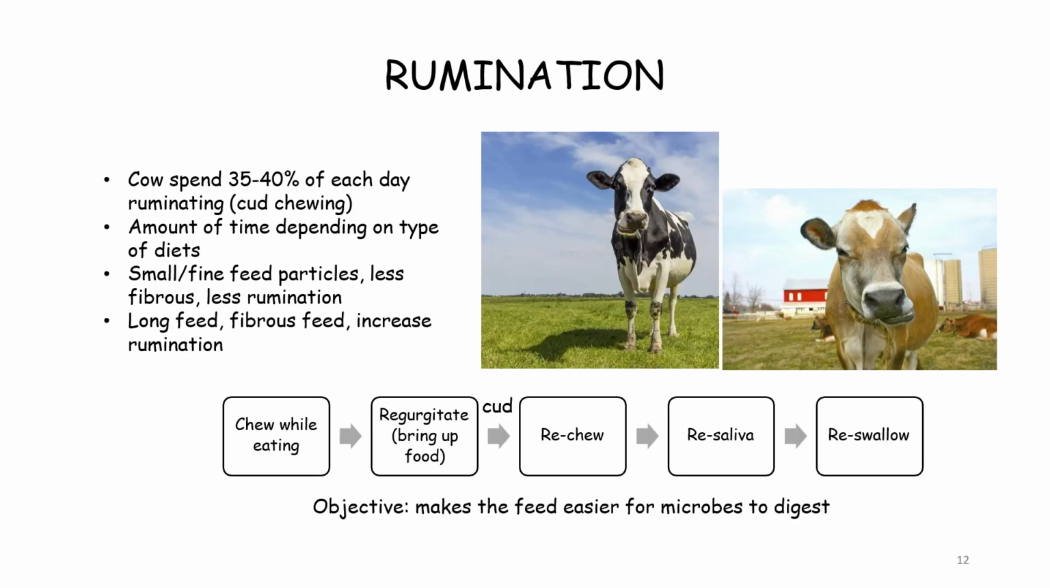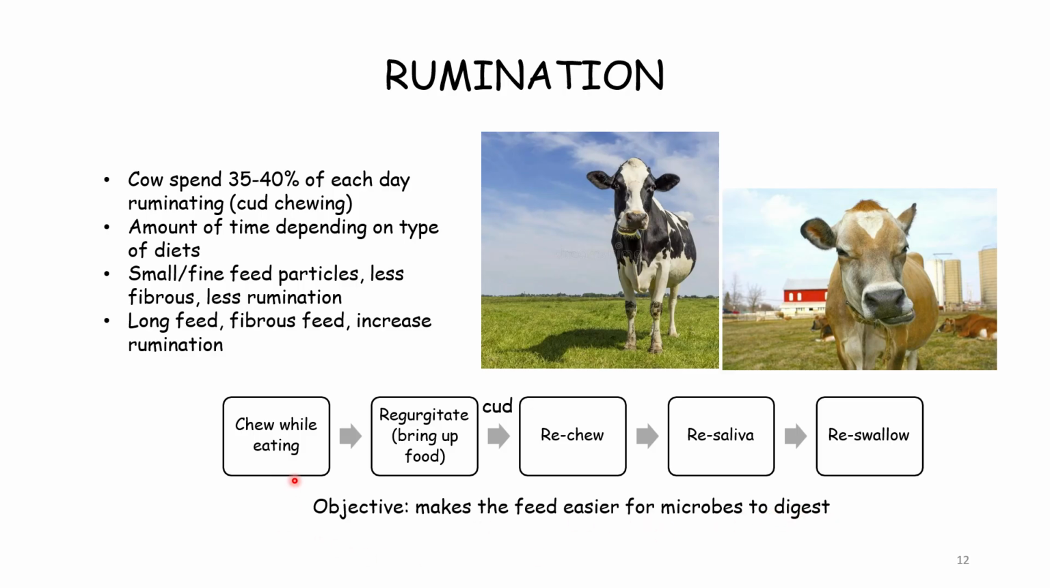So cows spend 35 to 40% of each day ruminating, or cud chewing. The amount of time depends on the type of diet. Small or fine feed particles, less fibrous, mean less rumination. So if you give concentrate feed, meaning less fiber or small size of feed particles, rumination happens less. But if you give long feed, large, fibrous feed, rumput, it increases the rumination. So this makes the feed easier for microbes to digest.